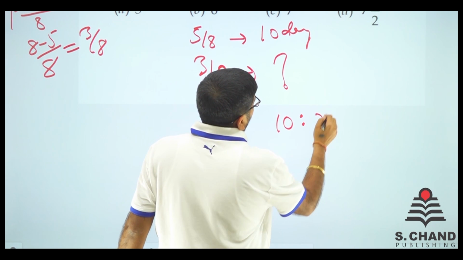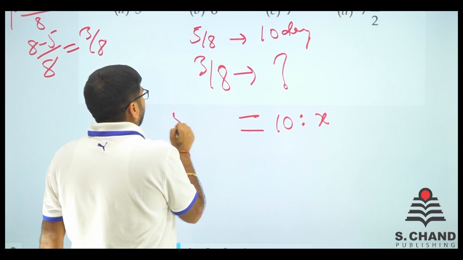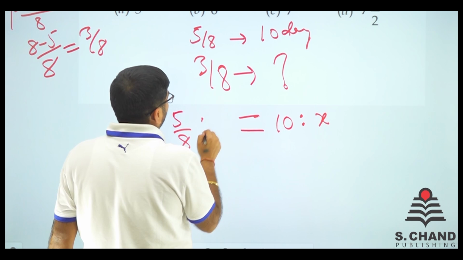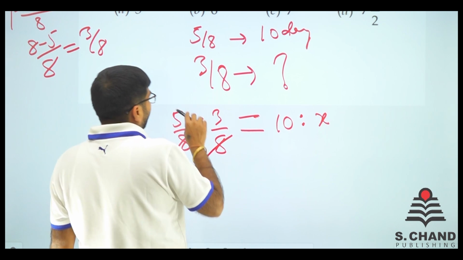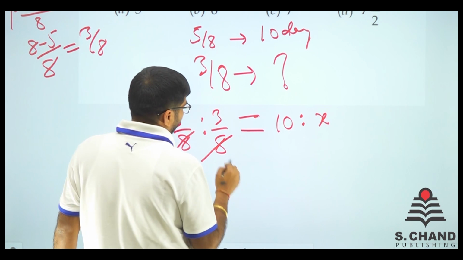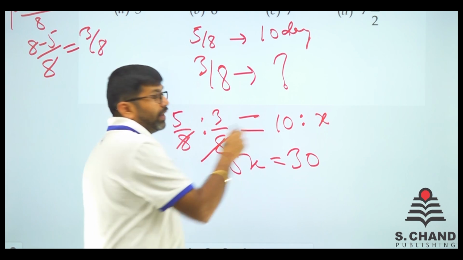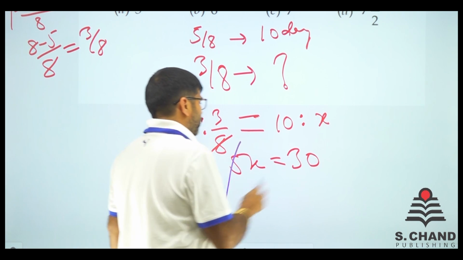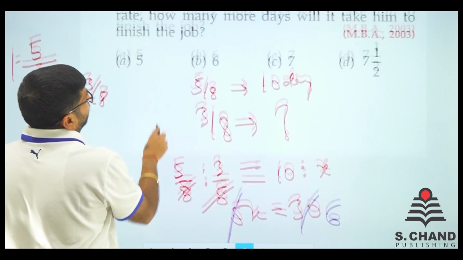10 is to x, that is we need to find out, is equivalent to 5 by 8 is to 3 by 8. 8 gets cancelled out. So multiply this to the last one. 5x is equal to 30. Why 30? Because multiply 3 into 10 is 30. Just do it, 6. So it will take 6 more days to complete this work.